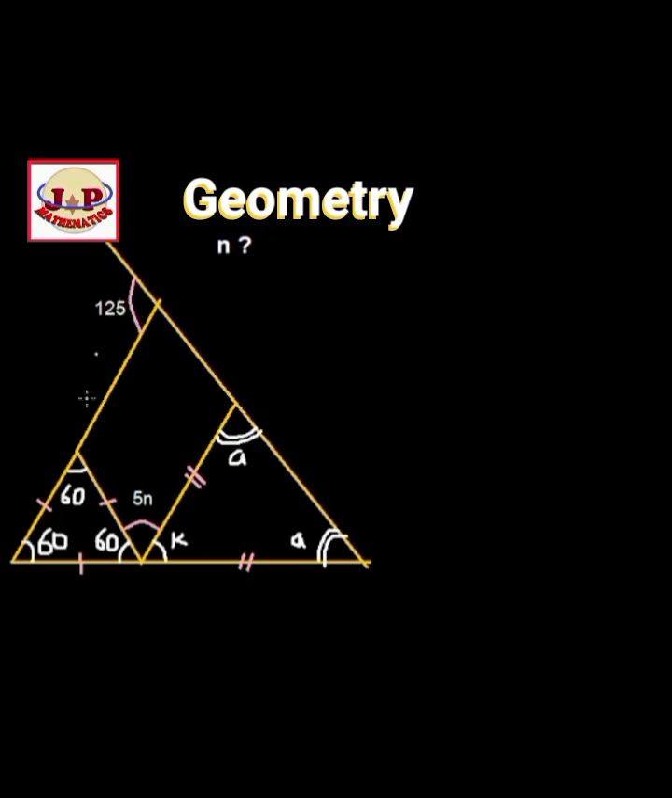So 125 must be equal to 60 plus A. 125, which is the exterior angle of the larger triangle, is equal to A plus 60. Why? The exterior angle of a triangle is equal to the sum of the opposite interior angles. So we collect like terms. A will be equal to 125 minus 60, which gives us 65 degrees. So A is exactly 65 degrees.